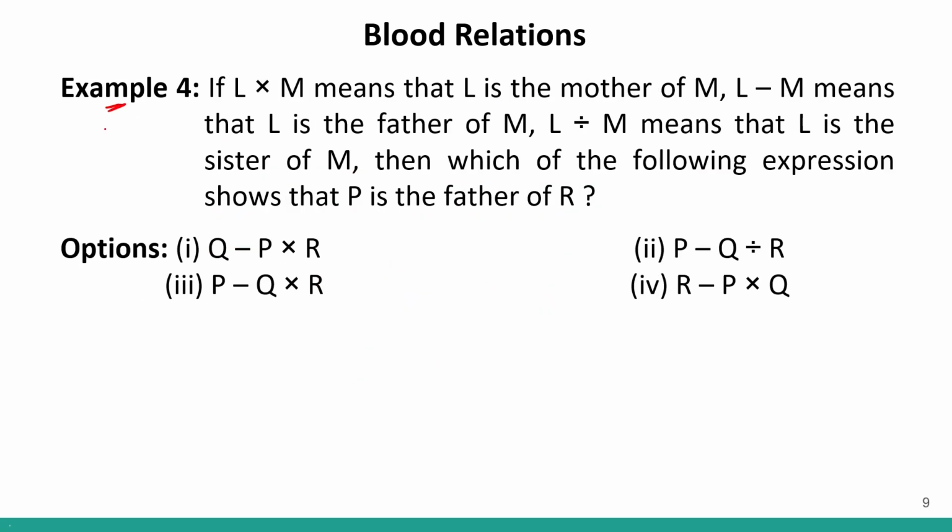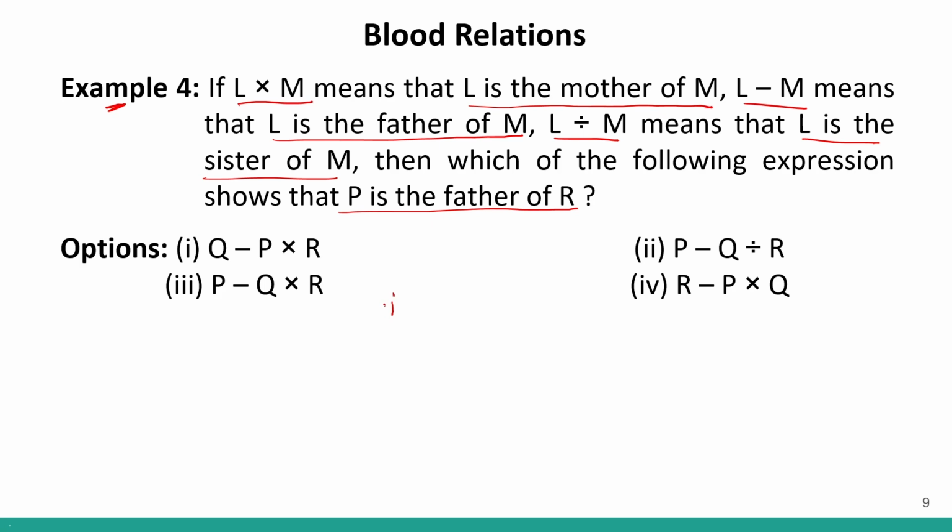Example 4. Again a coded blood relation. L into M means L is the mother of M. L minus M means L is the father of M. L divided by M means L is the sister of M. Then we have to find out which of the following expressions shows that P is the father of R.